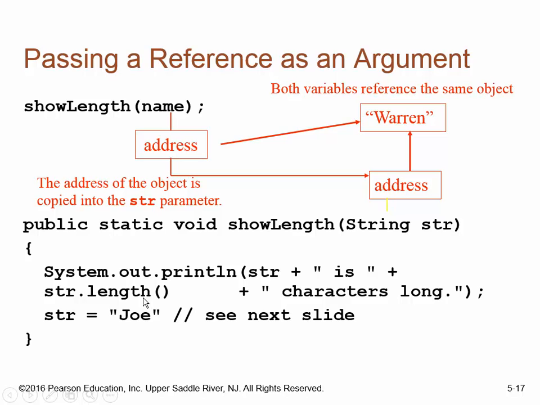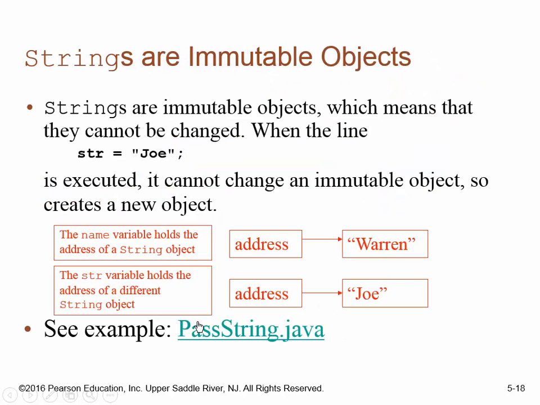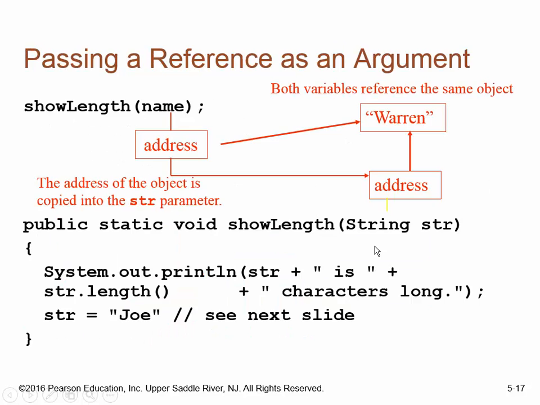So this is an example. Show length name. And you're going to come in here and it's going to be called string. So let's say, as it says, the name. And then we go in here and we reset the actual string value to Joe. They are assuming here the name was Warren. So up here when you pass name, it's passing in Warren. So it'll say Warren is, and WARREN, 6 characters long.